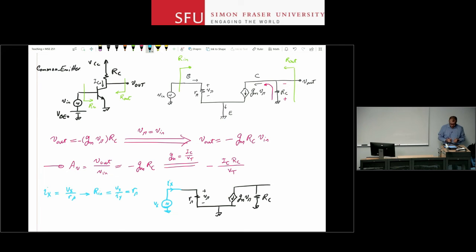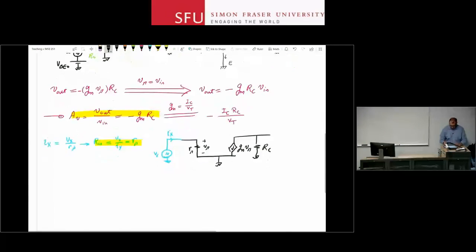So we followed the procedure. So R in is given, Av is given here, R in is given here. The next step, or the final step, is to figure out what R out is, and I need to go and redraw the circuit again. So again, I have my transistor here.